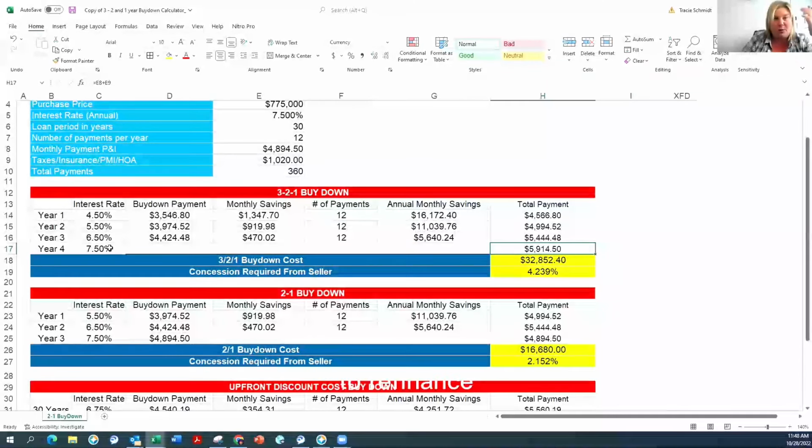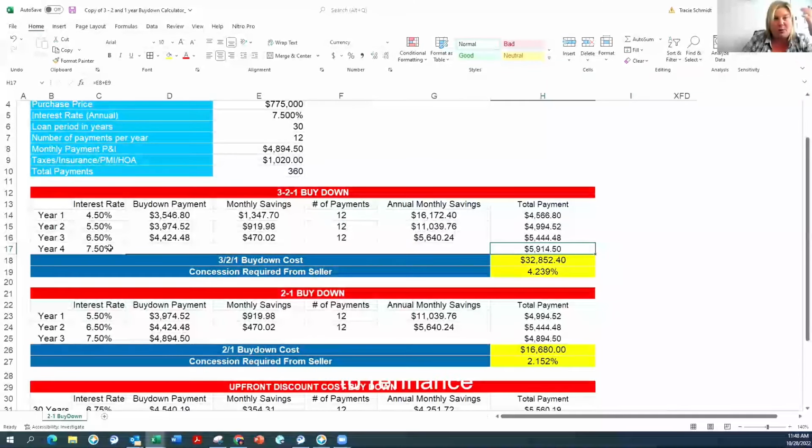If the client refinances before the buy down period is up, that additional money from that account actually goes towards paying down their principal balance. So it is really benefiting the buyer in all aspects. Now you're probably asking, why would a seller do this?